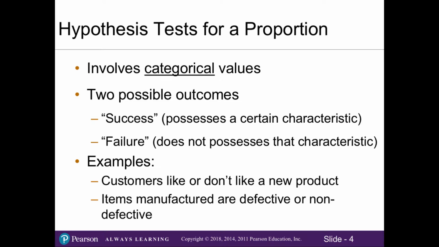For instance, we could test for a proportion of customers who like or don't like a new product. Or we could do a hypothesis test for a proportion of items manufactured that are defective or not defective. So this should sound familiar because this is similar to the binomial probability distribution, in that we're looking at two possible outcomes, and now we're trying to test for the proportion that we're interested in.